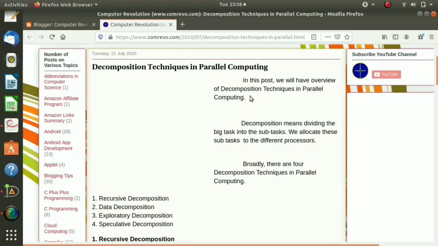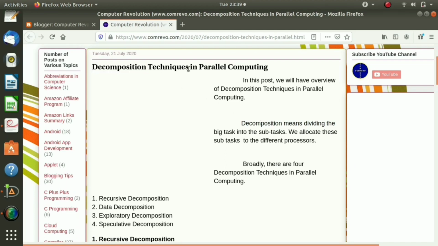I am Parag Jambulkar. In parallel computing or high performance computing, decomposition techniques are very important. Here, the word decomposition has a large meaning. Decomposition means that when you have a big task, we divide that task into small tasks or subtasks. That is called decomposition.